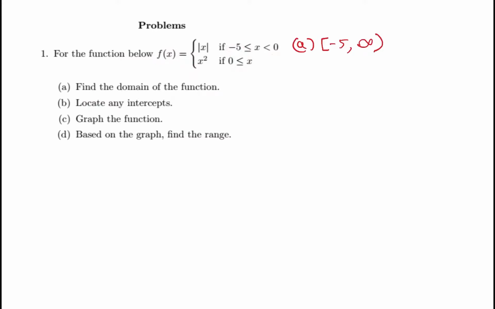So let's find the intercept for the second problem. Locate any intercept means either the x or y-intercept, so either one's fine. Let's review the x-intercept and y-intercept. We can find the x-intercept by solving for the function equal to 0. And we can find the y-intercept by plugging 0 in as the input quantity, then seeing whatever this gives us.